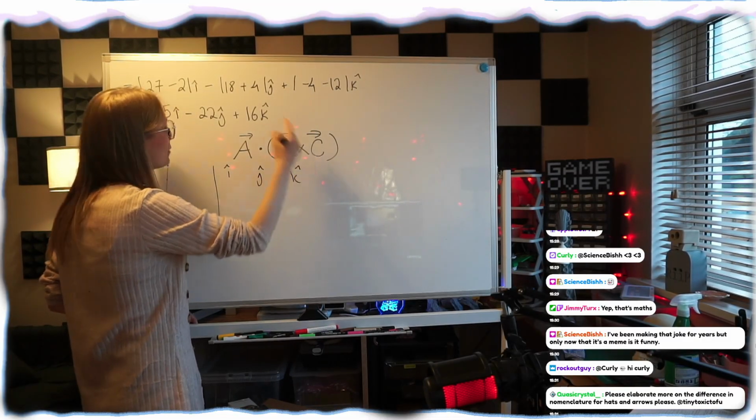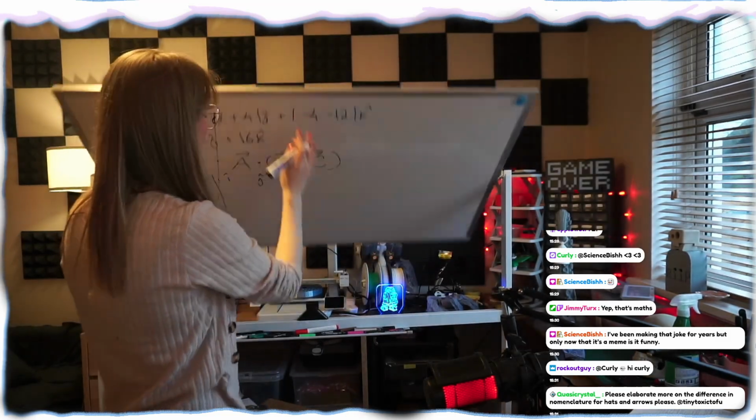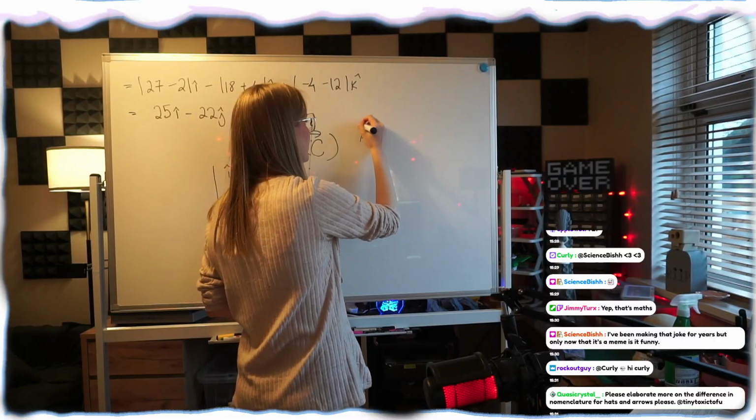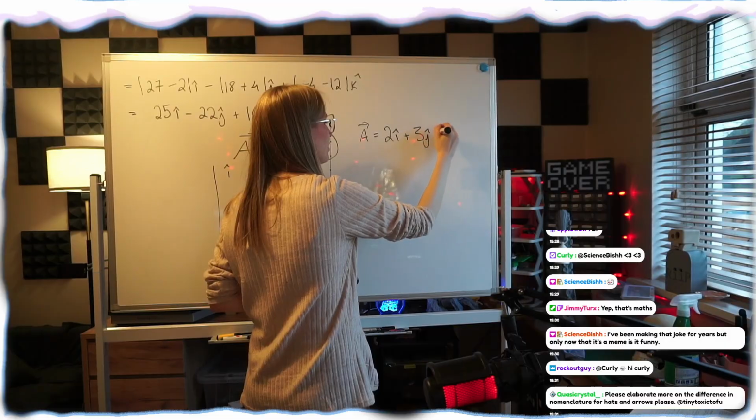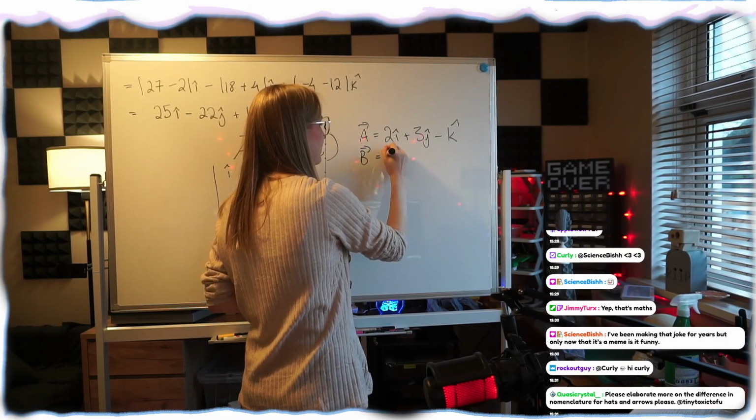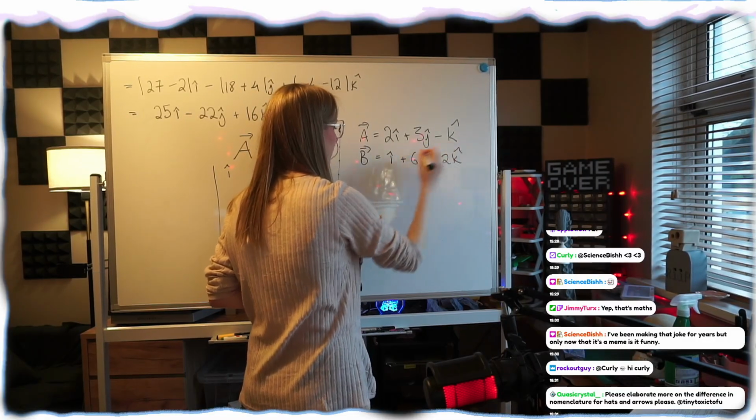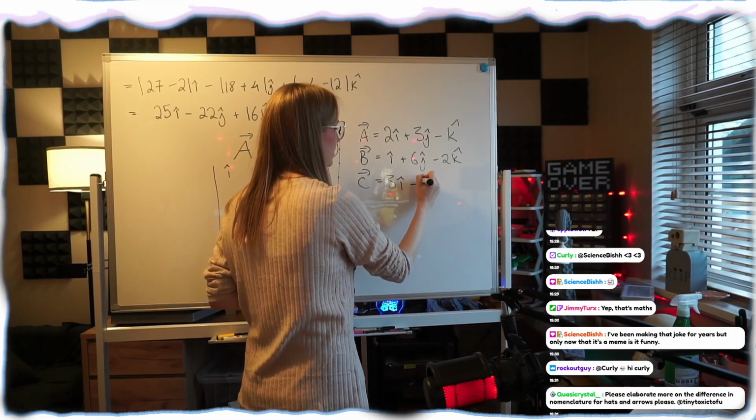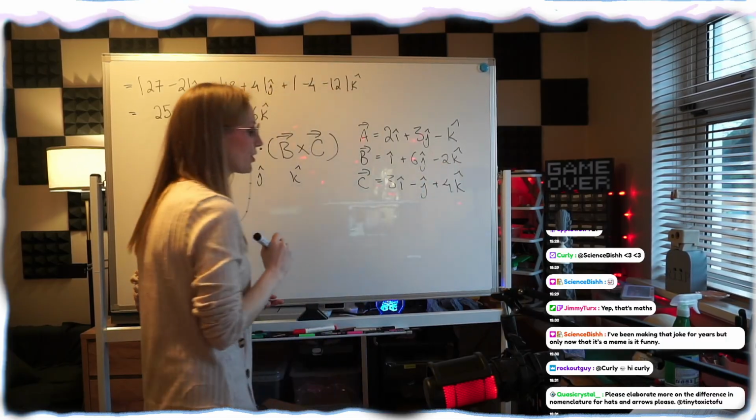So let's say we had AB. Okay, let's do another one, because I can't keep switching the board. So let's say we had A is equal to 2I plus 3J minus K. B was equal to I plus 6J minus 2K. And C was equal to 3I minus J plus 4K. So these are our 3 vectors.